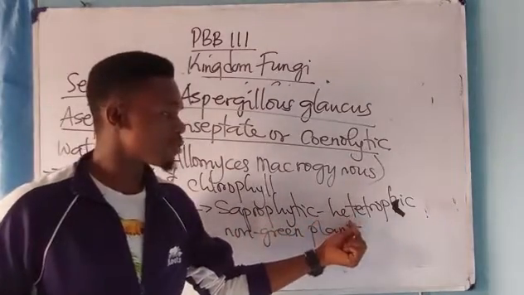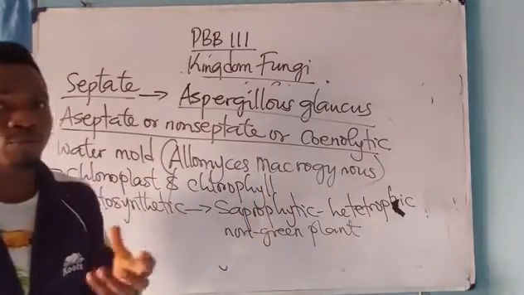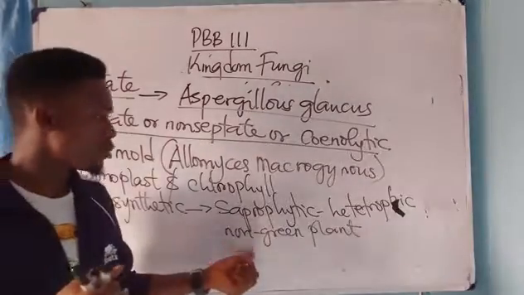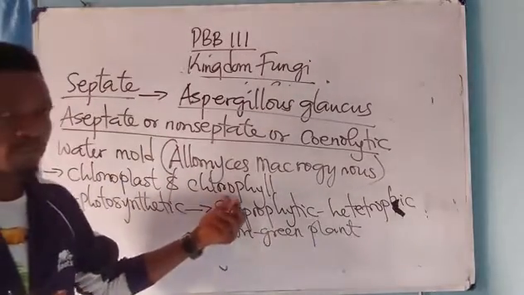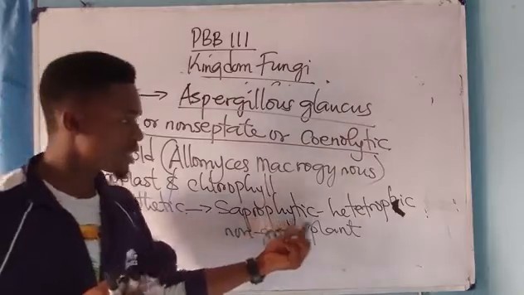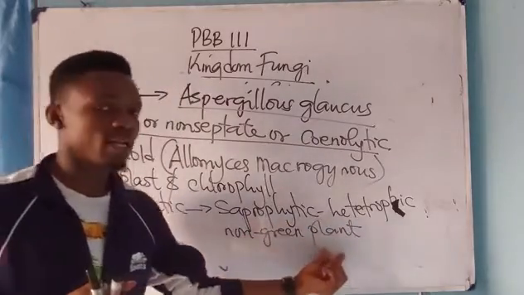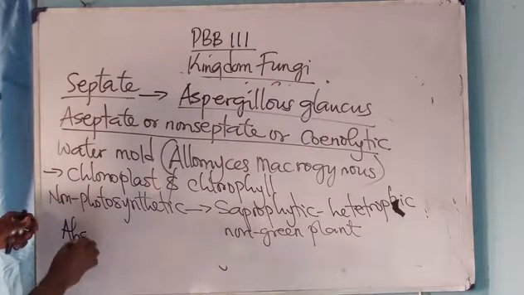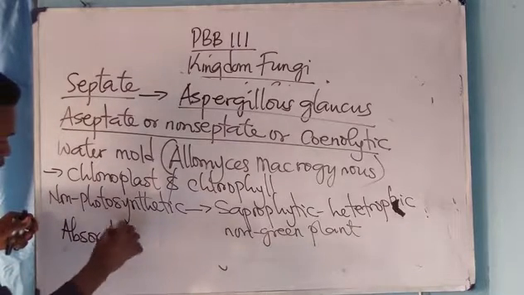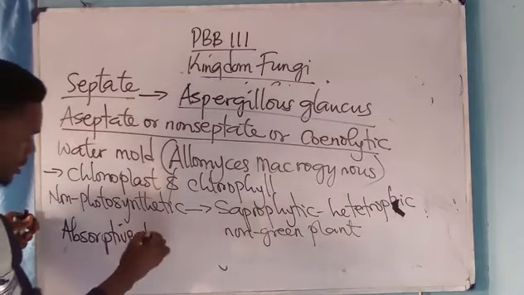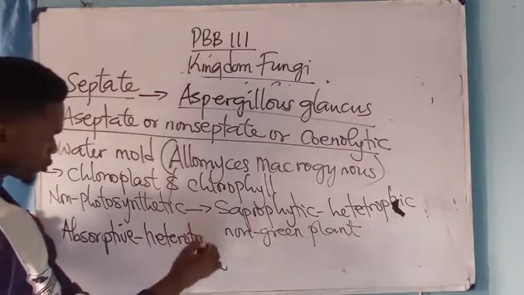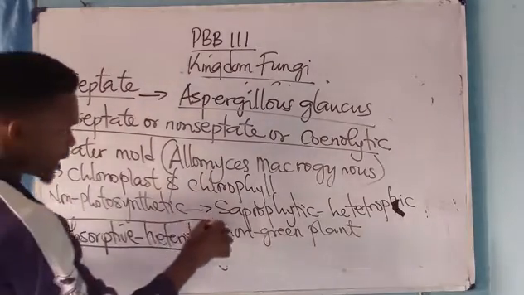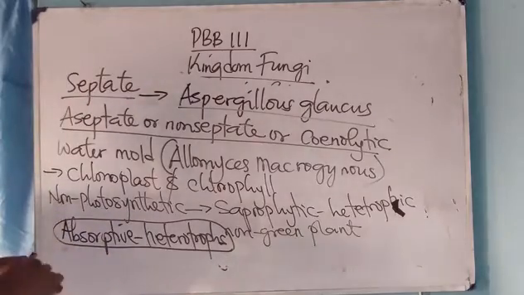They are called heterotrophs because they do not produce their own food. Rather, they depend on autotrophs for what? Survival. They are called non-green plants because they lack what? Chlorophyll. You can see that they are called saprophytic heterotrophic what? Non-green plants. Now, apart from this, they are also called absorptive heterotrophs. They are called absorptive heterotrophs because they absorb their food molecules through what?